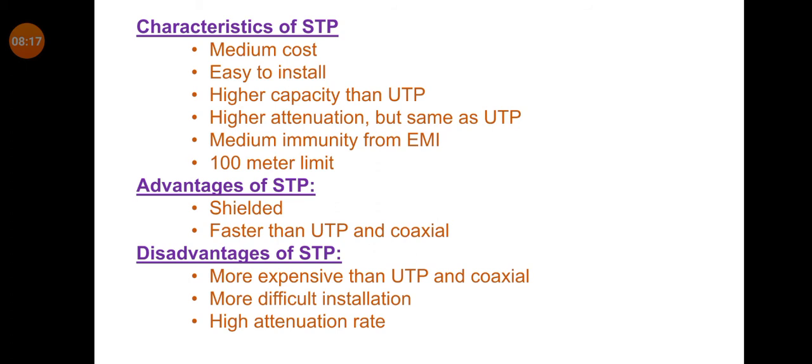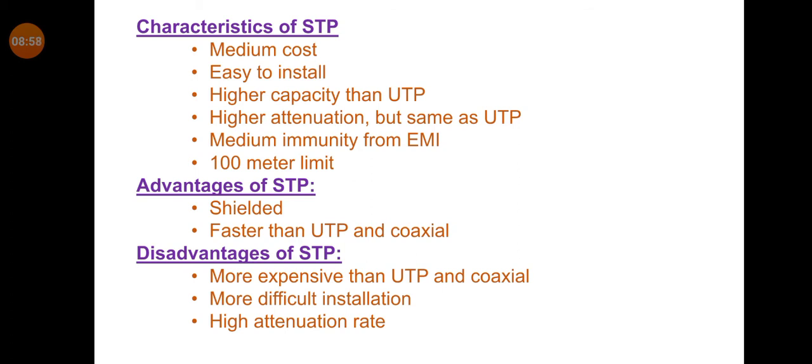First characteristic is medium cost. Medium cost means it is not as cheap as coaxial cable and unshielded, and not as high cost as optical fiber. So it is of medium cost. Second characteristic is easy to install. Third characteristic is higher capacity than UTP. Higher capacity than UTP means its capacity, in terms of speed or distance, is more than unshielded twisted pair.